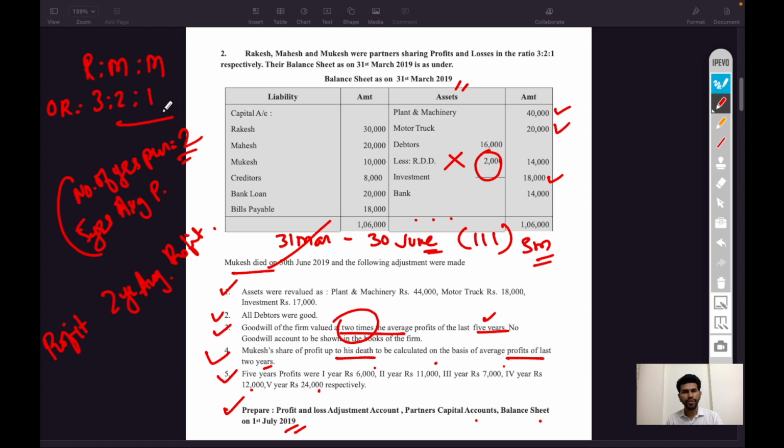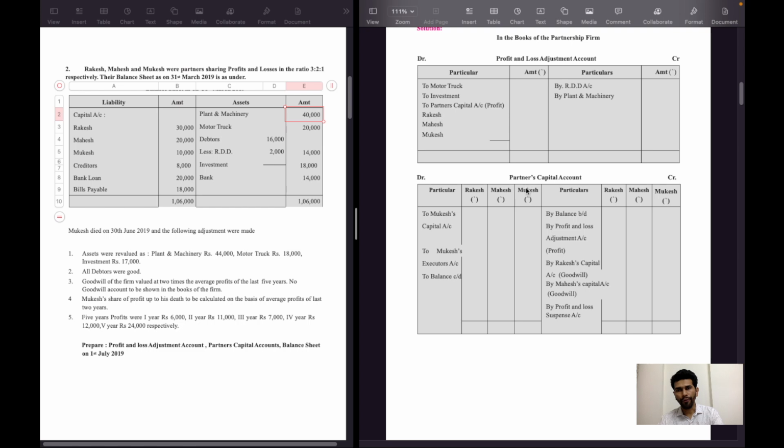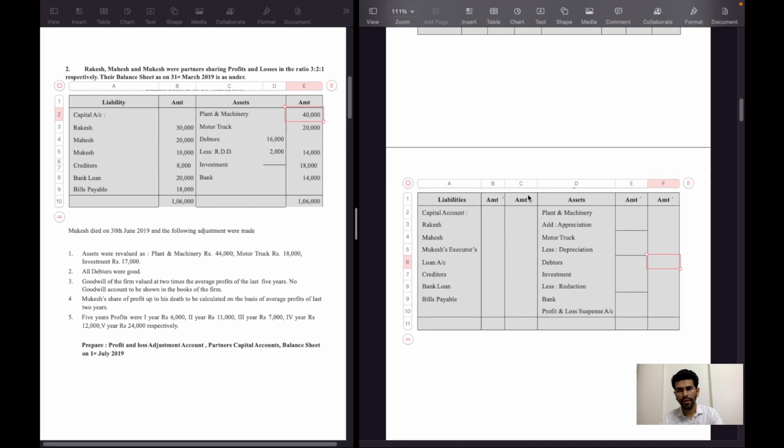Old profit sharing ratio is 3:2:1. So we will prepare profit and loss adjustment account in the books of partnership firm. Profit and loss adjustment account is also called revaluation account. Partner capital account of Rakesh, Mahesh and Mukesh, and balance sheet as on 1st July 2019.